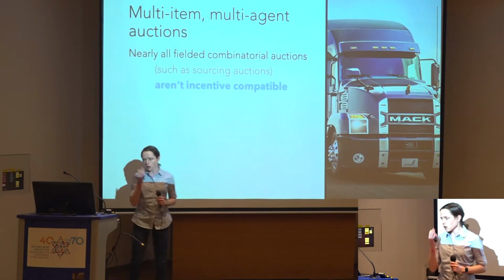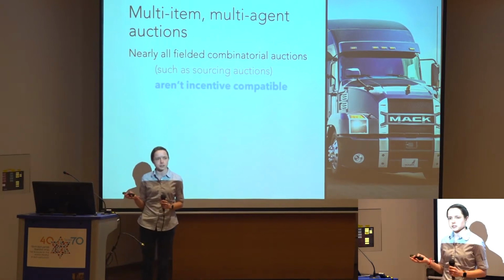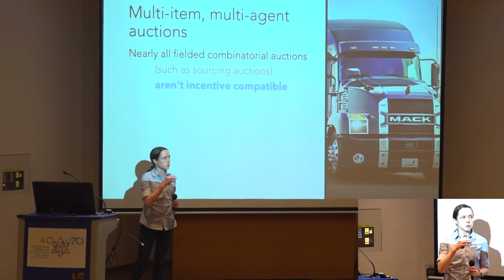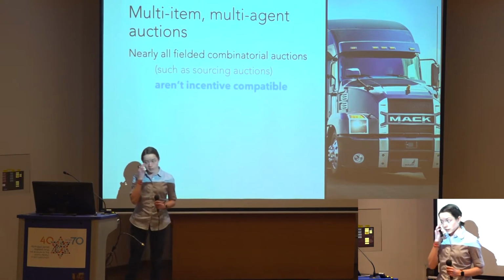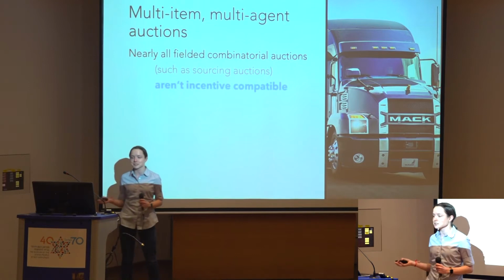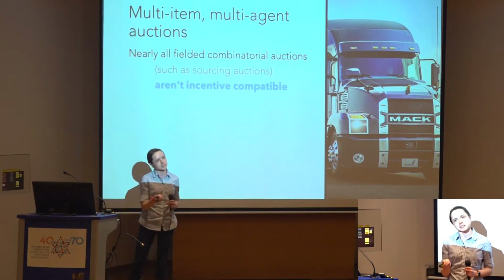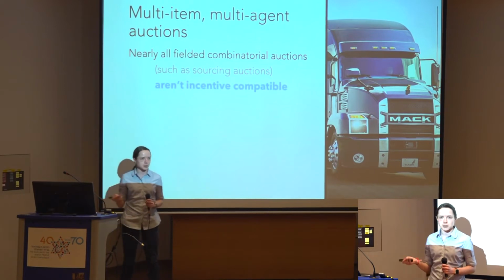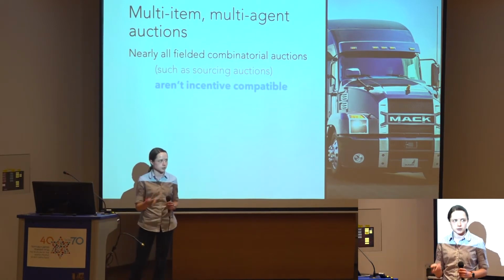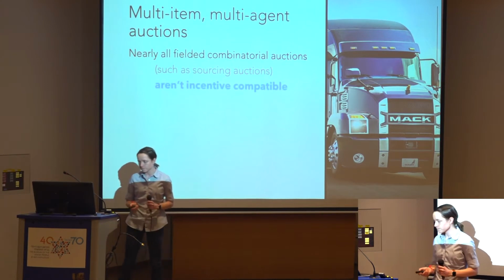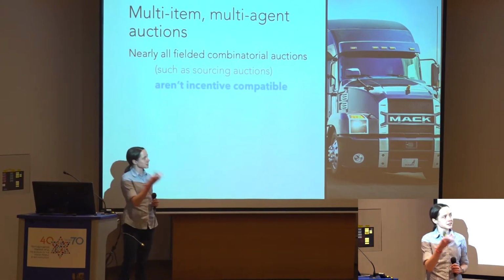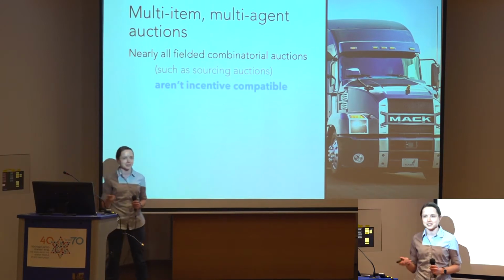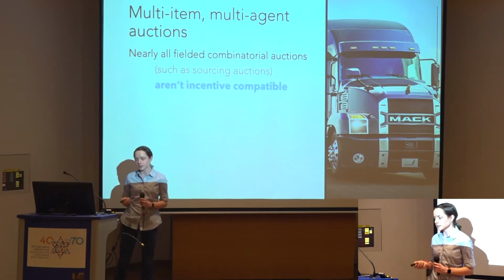Moreover, nearly all fielded multi-item, multi-agent, or combinatorial auctions are not incentive compatible. So one example that my collaborator Tuomas has worked a lot with are sourcing auctions, which is the way that large companies like Procter & Gamble obtain the goods and services they need to run their operations. And then one other mechanism that Kira talked about yesterday are uniform price auctions, and those, as we talked about, are not incentive compatible.